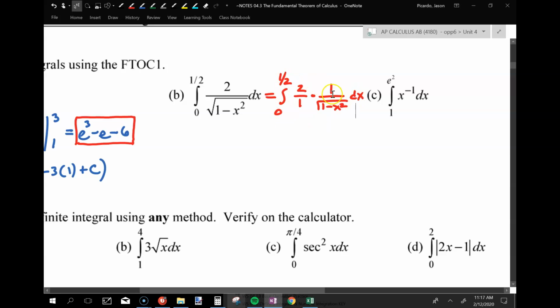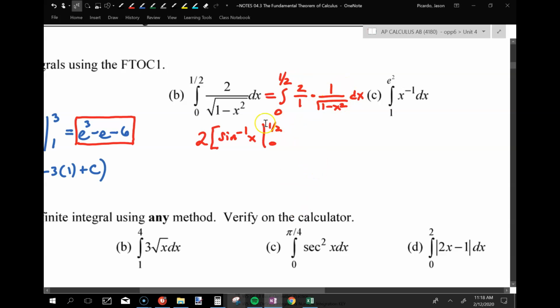And what did I just do? Well, I just created a constant multiplier rule, didn't I? So this 2 comes out in front of the antiderivative of that on that bound, right? So I have 2 times, what was the antiderivative of that one? That was one of our special ones. Sine inverse, right? And that's from 1/2 to 0. Yeah, so this was a nice one to remember, right?